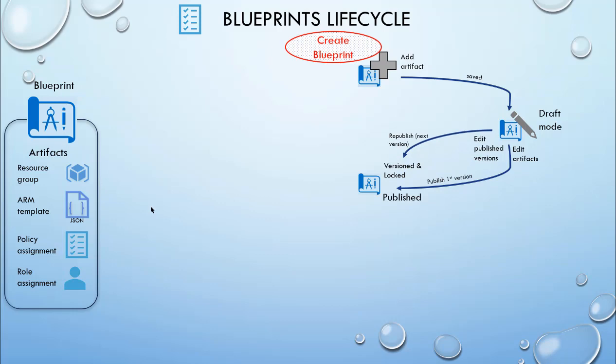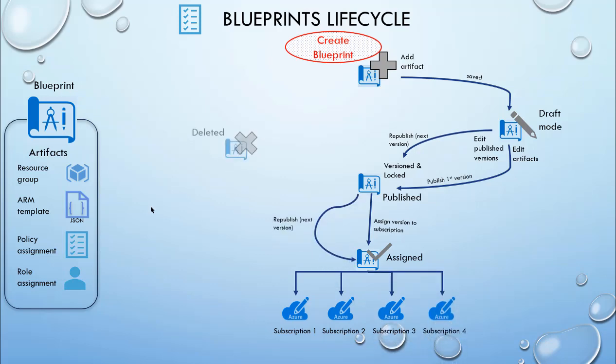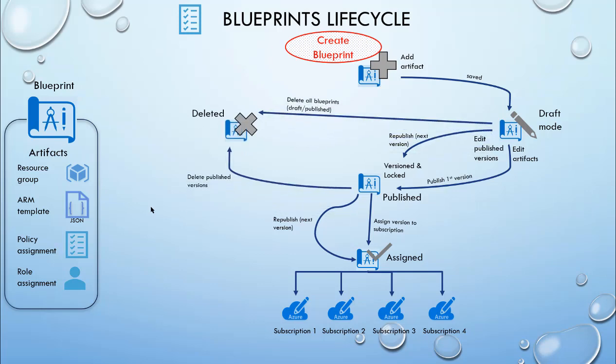That's very important because once you apply the blueprint to a subscription, the blueprint will then do what it's supposed to do. So it will either have a policy assignment or role assignment, or it will create a resource group. You can always make changes in draft mode and republish to create a new version. That's very important. Versions can always be deleted if they are no longer needed, or entire blueprints can also be deleted with all the versions.